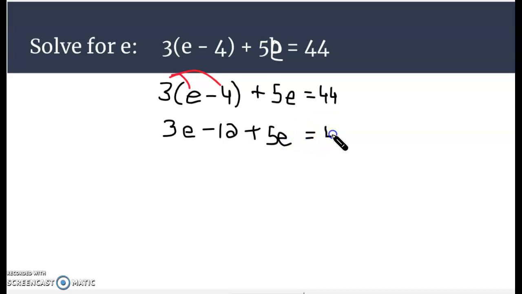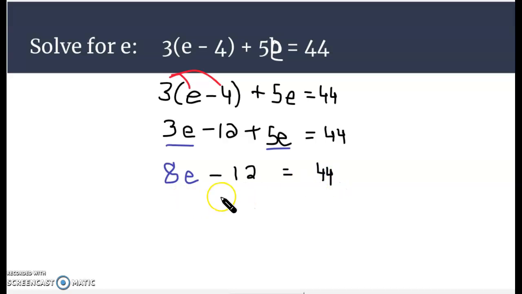Didn't do anything with that. Didn't do anything with the 44 either. Look at our like terms though. We have a 3e and a 5e. Those come together to make 8e. We have 8e minus 12 equals 44.